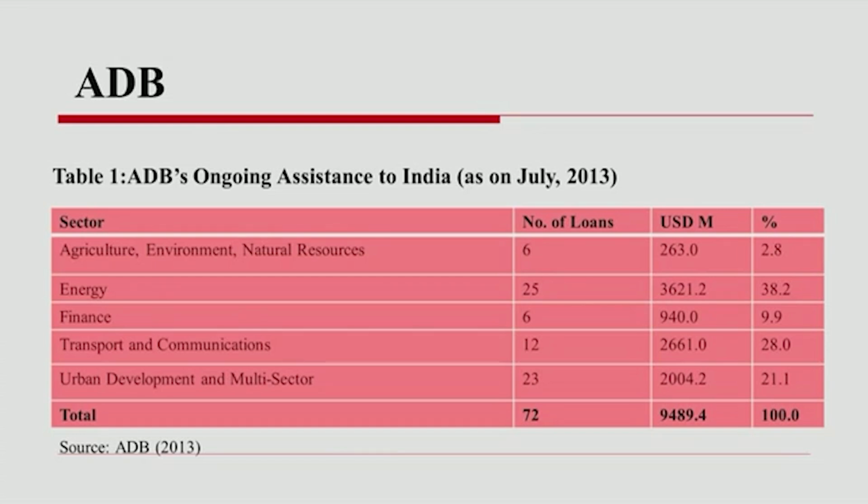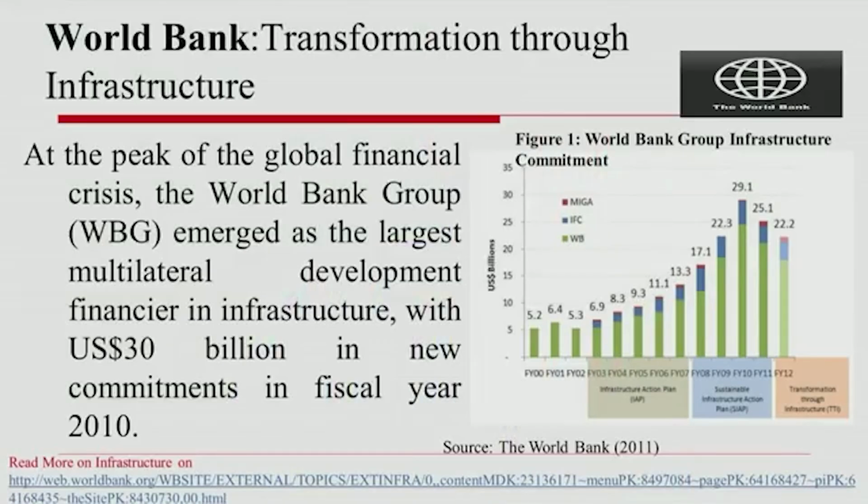The major portion of ADB support is in the field of energy and transport and communication. Energy alone contributes around 38% of the ADB funding in India, while transport and communication is second in terms of getting loans from ADB, which contributes 28% of the total assistance received from ADB in India. So this shows how one of the countries like India is getting advantage for infrastructure development from some of the international agencies like ADB.